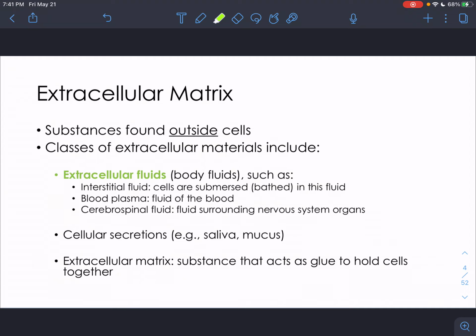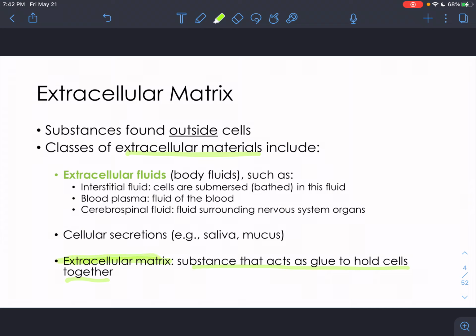Okay, so outside of the cell, we have our extracellular matrix. The extracellular matrix is everything that acts as the glue that holds the cells together, right? So obviously we have individual cells in our body, but outside of the cells, there's also a number of different proteins and molecules that hold everything together and fill in the empty space. So there's extracellular materials, right?